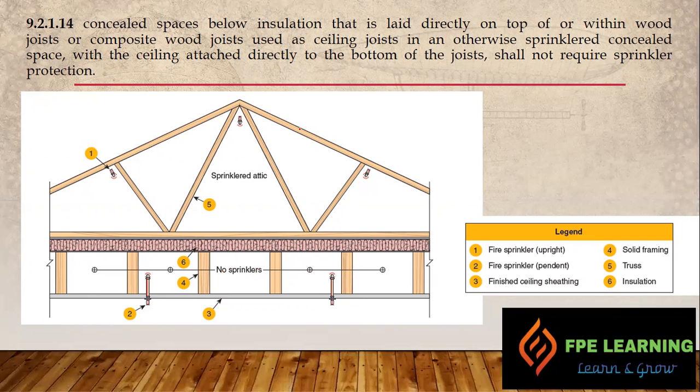So if you can see at this image, right, this is the insulation, right? At the top we have a wood joist or composite wood joist, and that are protected by this sprinkler system. And then at the bottom of those we have non-combustible construction, non-combustible insulation, and these are the sprinklers for below the ceilings. So these areas do not require sprinkler protection as per NFPA 9.2.1.4 of NFPA 13.